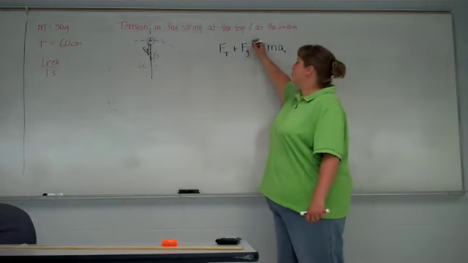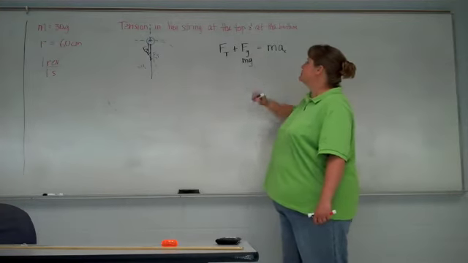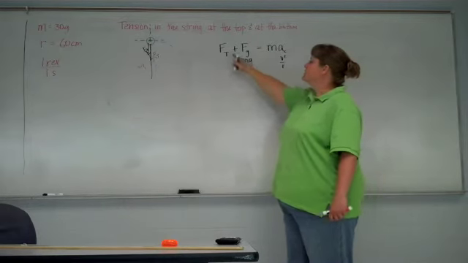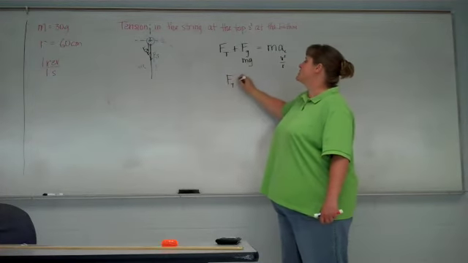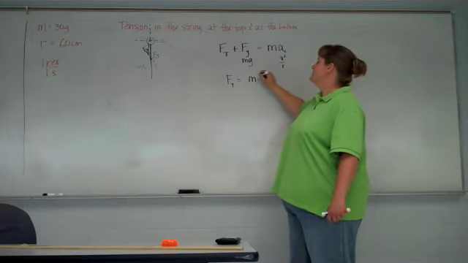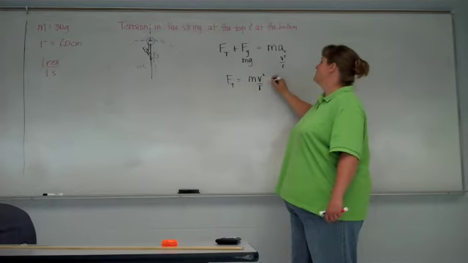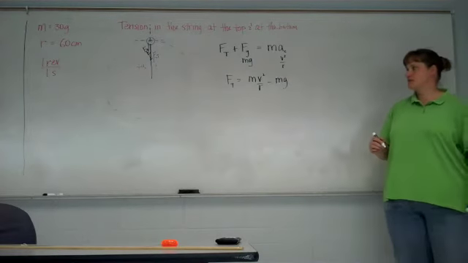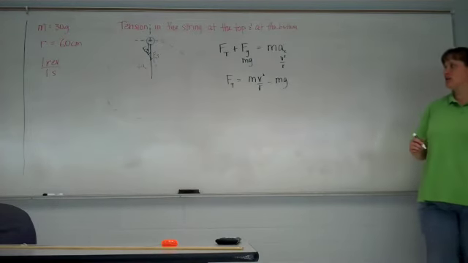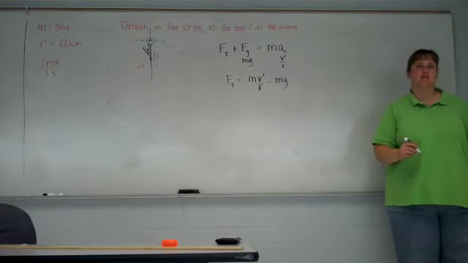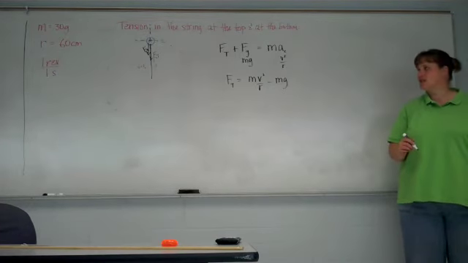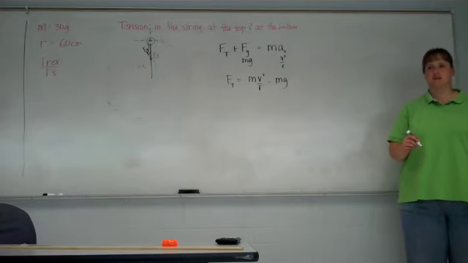Now we know force of gravity is mg. We know acceleration is v squared over r. Solving for the force of tension, force of tension will be mv squared over r minus mg. We know the mass, we know the radius, we know g. We need to figure out v.